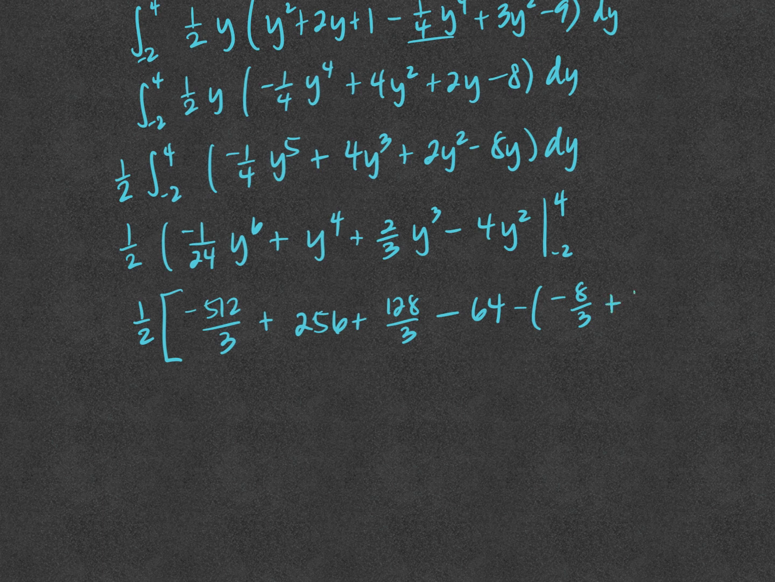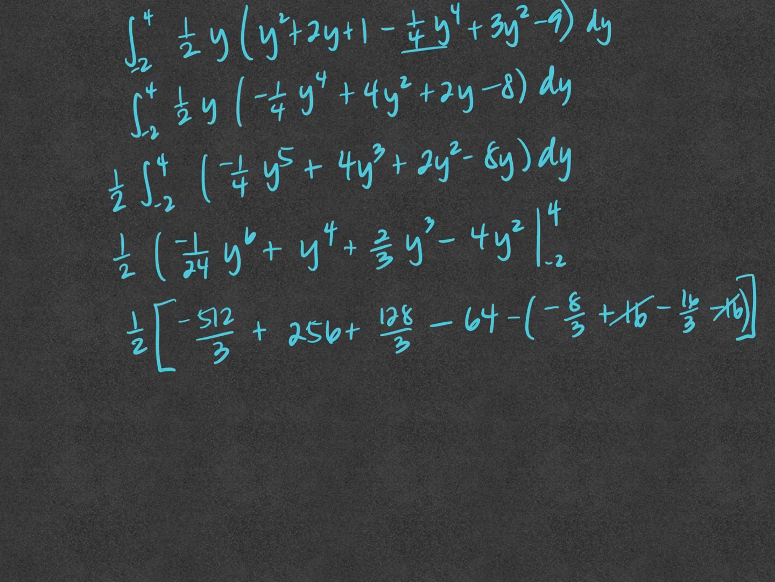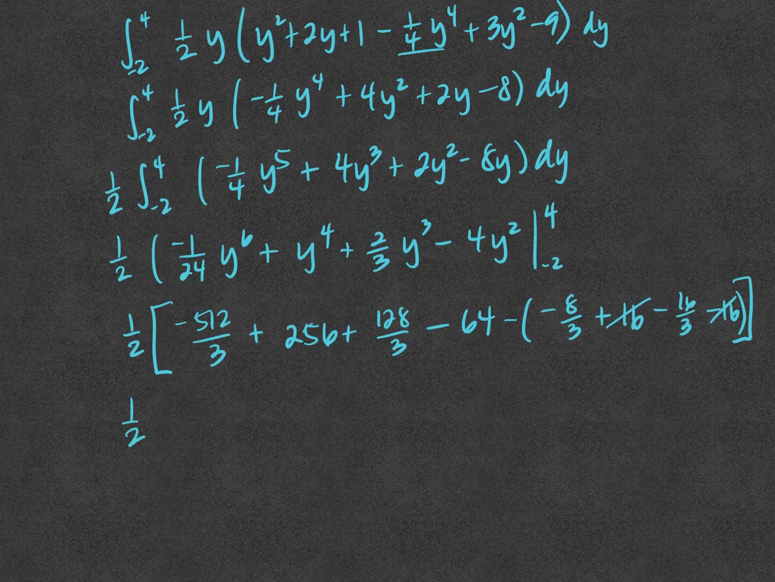Plus 2 to the 4th is 16. Minus, because 2 to the 3rd is 8, so we have 16 over 3. And then it'll be a positive 4 times 4 makes it minus 16. So these 16s cancel beautifully. Life is pretty when that happens. So we have 1/2. I probably could use a calculator, but I'm in the mode and I'm doing it in my head, so we're going to keep going.